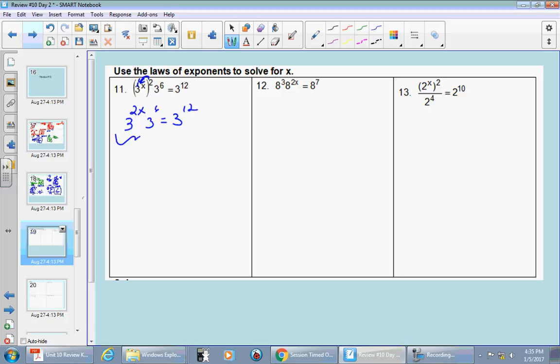Now next we want to get these together on one side. It says multiply, so we're going to add the exponents and keep the base because it's the same. 3 to the 2x plus 6 equal 3 to the 12th. Now that we have like bases, we can cancel them because they match, and we can solve with the exponent. So I'm going to solve 2x plus 6 equal 12. When I subtract 6, I get 2x equal 6. And when I divide by 2, I get x equal 3.